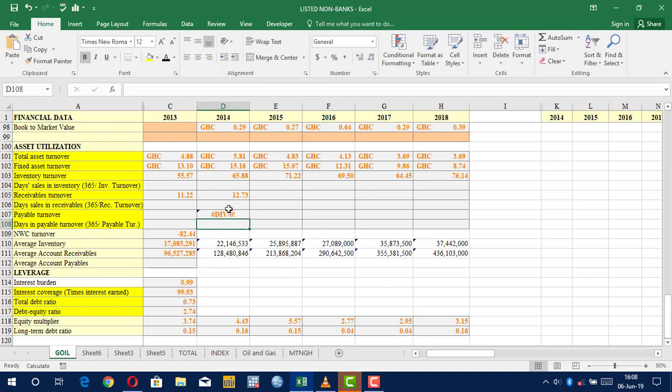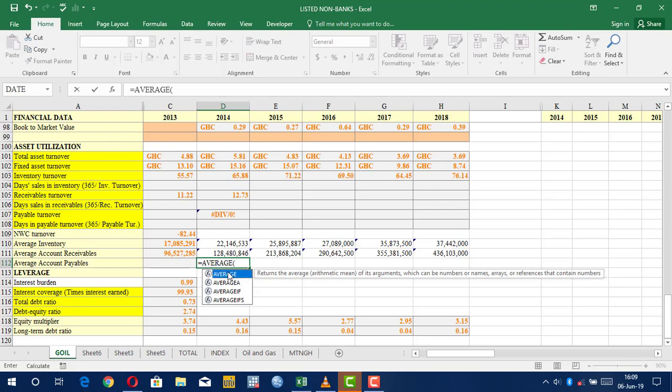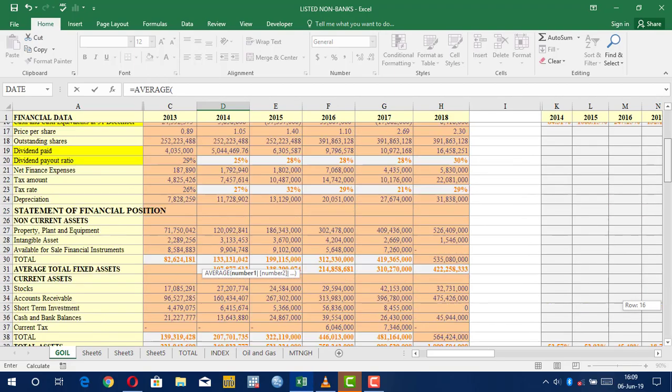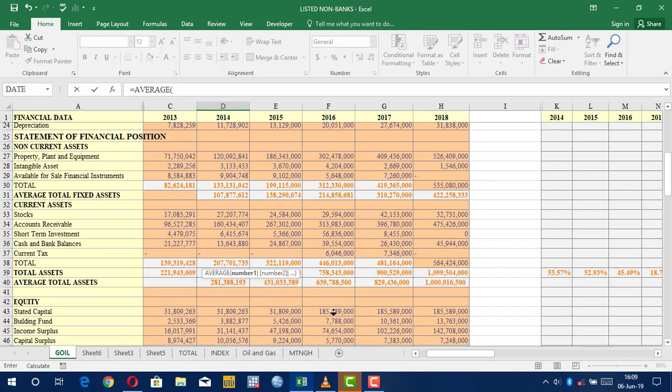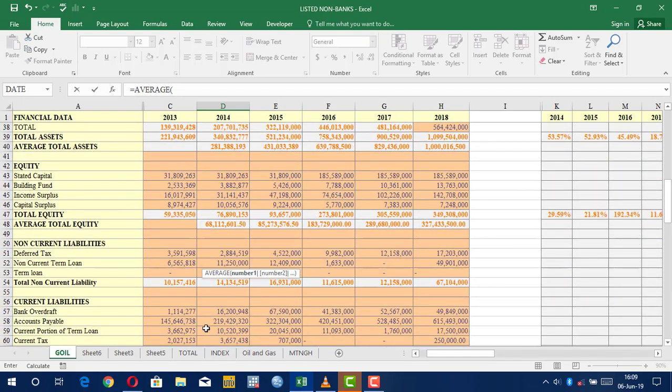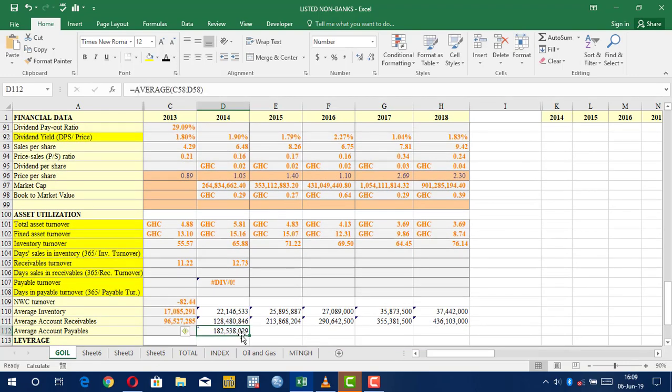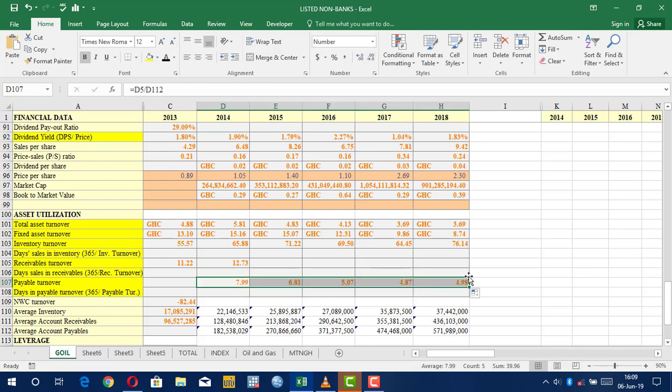So let's take the average payables. So we go up, average payables. Okay, all right, so there we have it, accounts payable. Good, so you drag it, and then that's it, to 2 decimal places. So we'll drag it to the center. Good, let's drag this too.